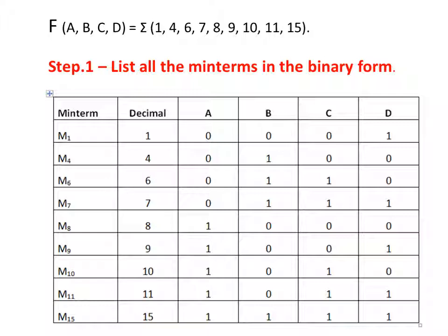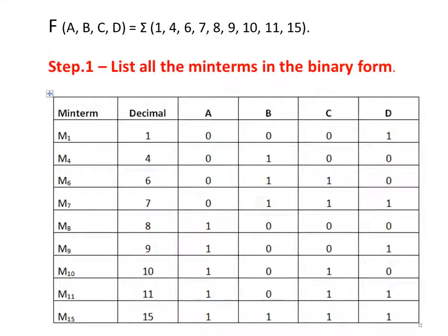So first we are listing all the minterms in binary form. We are arranging our minterms in increasing order. So 1, 4, 6, 7, 8, 9, 10, 11, 15. This is the minterm representation, and here our binary representations are A, B, C, D. For 1, the equivalent binary representation is 0001; 4 is 0100; 6 is 0110; 7 is 0111; 8 is 1000; 9 is 1001; 10 is 1010; 11 is 1011; 15 is 1111.